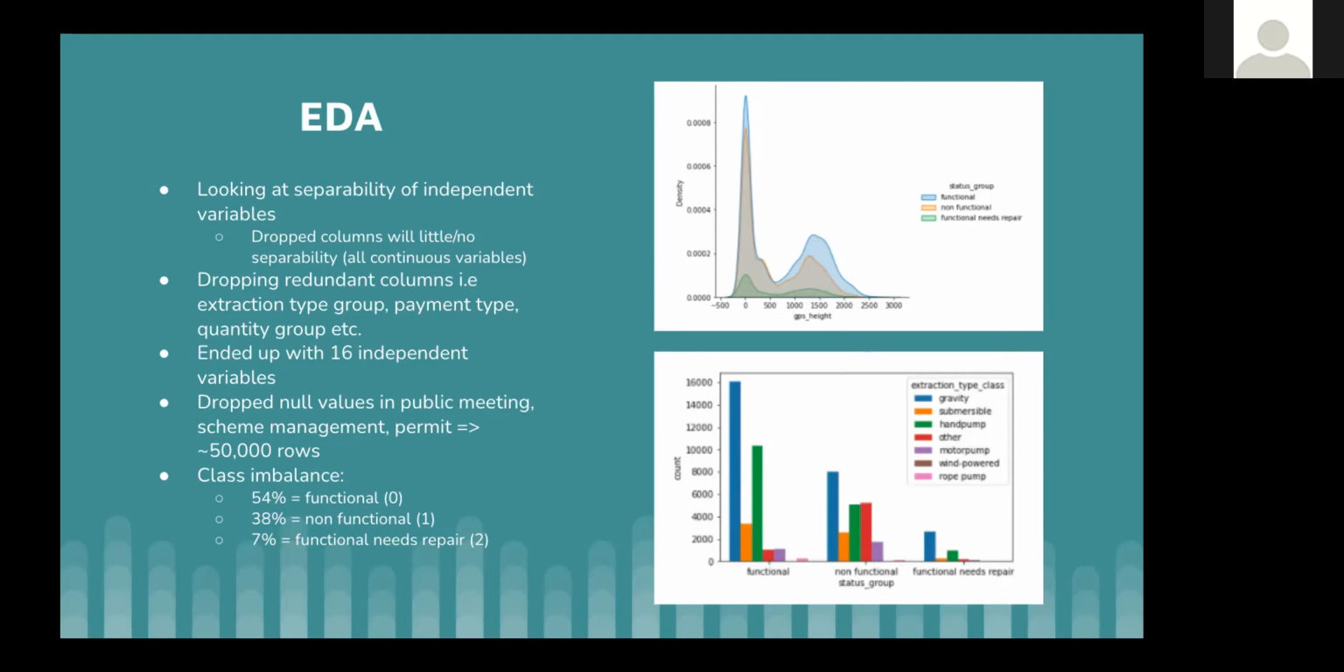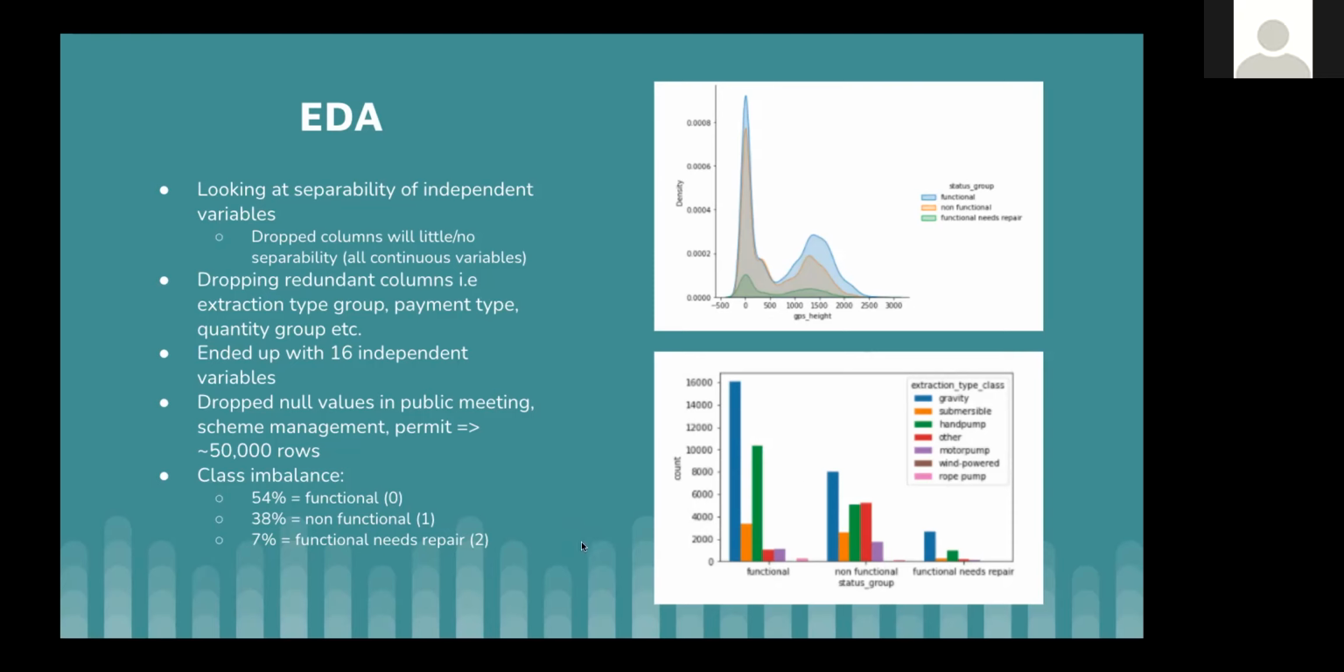Something else we dropped were redundant columns. You can see that the graph shows extraction type class. There was also extraction type group that was dropped. There was payment type, and payment, quantity and quantity group. So those were dropped. We ended up with 16 independent variables. There were also some null values in our data that we ended up dropping. So we were left with around 50,000 rows, which is still a lot of data.